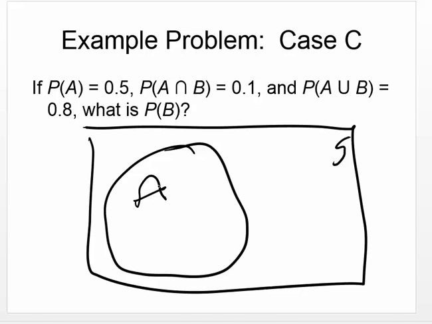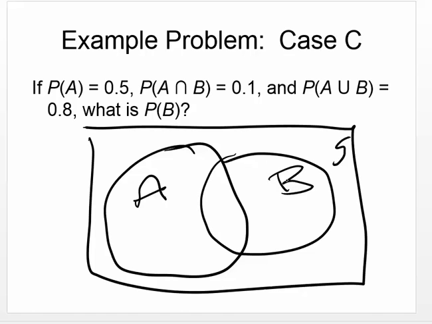but we also know that the probability of A union B, which is A or B, or you're in one or the other circle, is 0.8. So B is pretty big, and we know that the portion of the probability that you're inside both is 0.1.